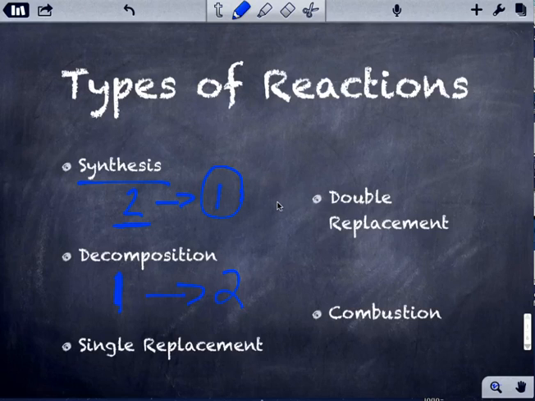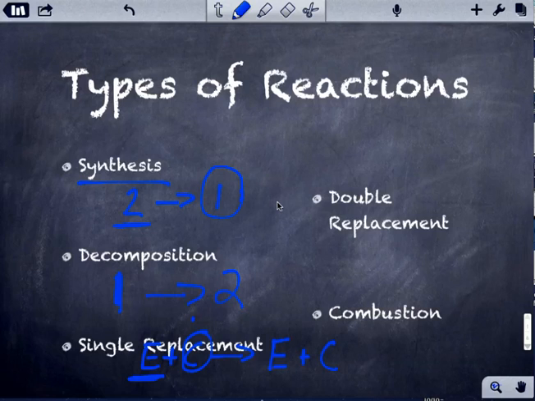Okay? In a single replacement reaction, that is usually where we have an element plus a compound, and remember, metals switch with metals, non-metals switch with non-metals. So if this element by itself is a metal, it's going to switch with the metal that's in the compound, and it'll produce the other element, which would be the other metal, and then the new compound.